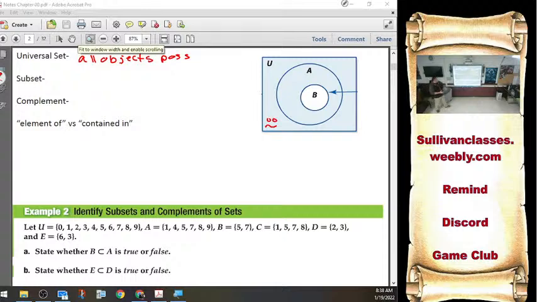Okay? So universal set, subset, we already said, is a smaller collection within the collection. Okay? A collection within a collection within a collection, right? I don't know. Write it however you want.